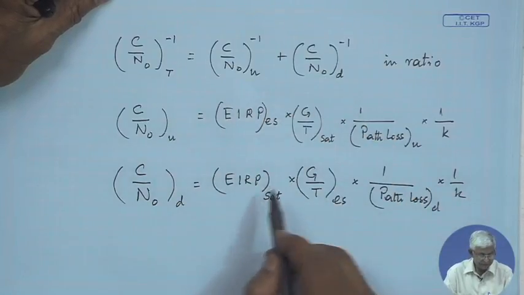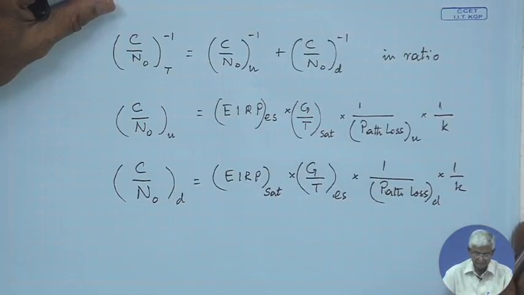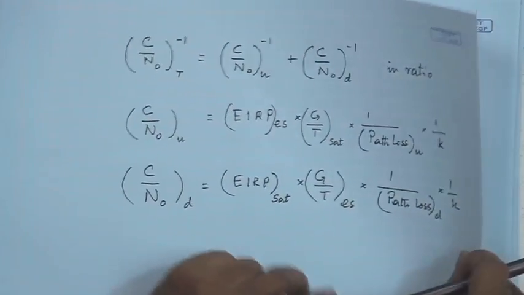But we have to see some more things in a little more detail. This is a straightforward calculation, but since the systems are power limited, we have seen that the path loss due to distance is quite large. Therefore, to manage the C by N naught to get a positive number and a good quality of service, you have to push in as much power as possible. So, EIRPs have to be quite high.